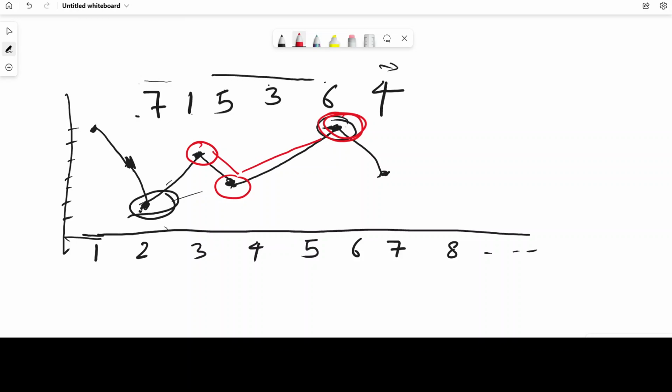So for 7 we have 0, for 1 we have 5, 6 and 3. Let me write in series only: 5, 3 and 6. For 5 I have only 6. For 3 I have 6, right? For 6 I have nothing. For 0 I have nothing, right?